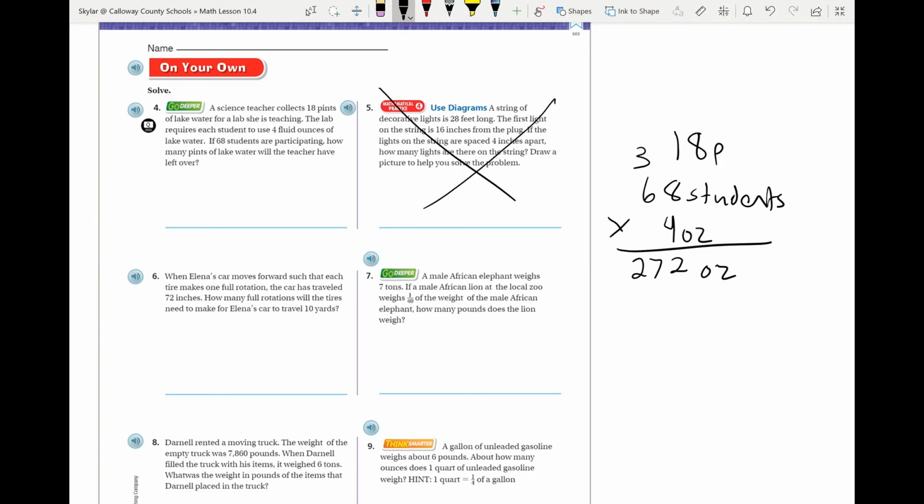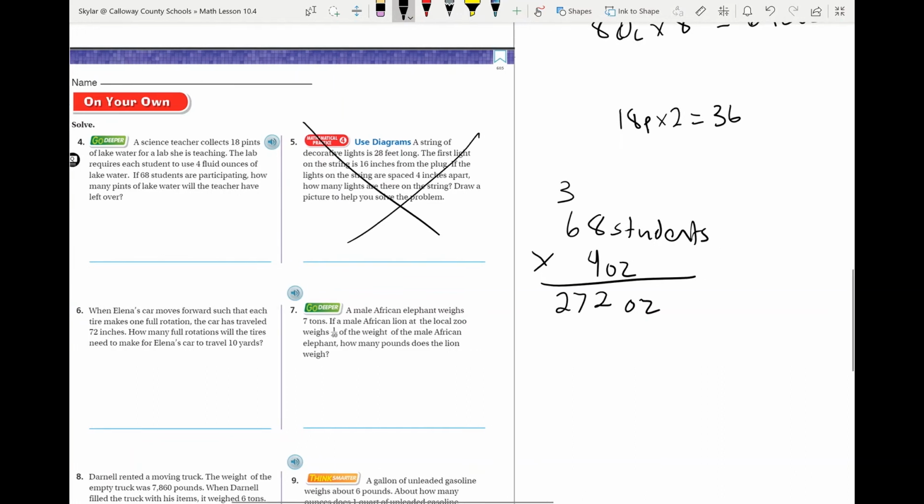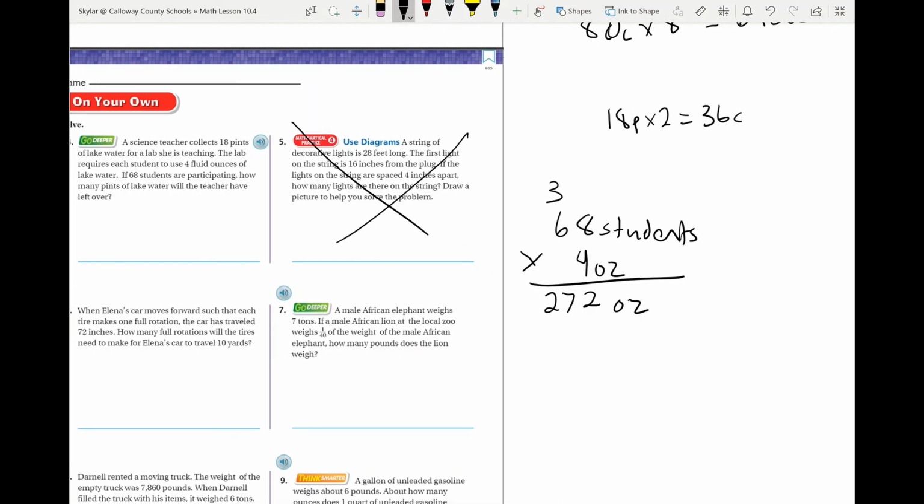So let's see how many ounces we have if we have 18 pints. So we'll take that 18 pints and we will turn it into cups. So we'll multiply by 2. We'll get 36. And then we'll take those cups and we'll turn them into ounces by multiplying by 8. So 36 times 8, 6 times 8 is 48. Carry your 4, 8 times 3 is 24, plus the 4.